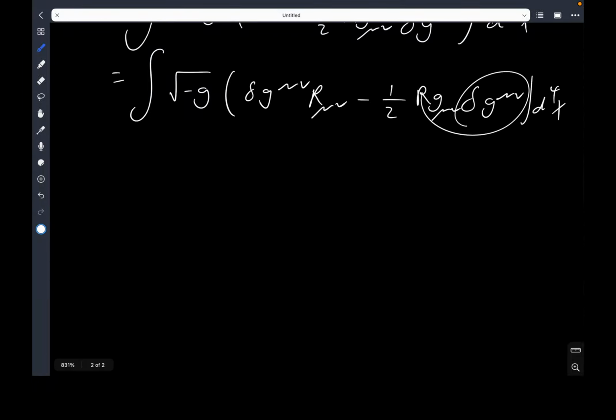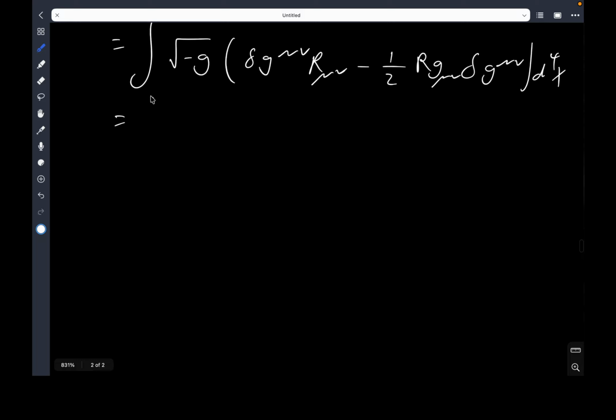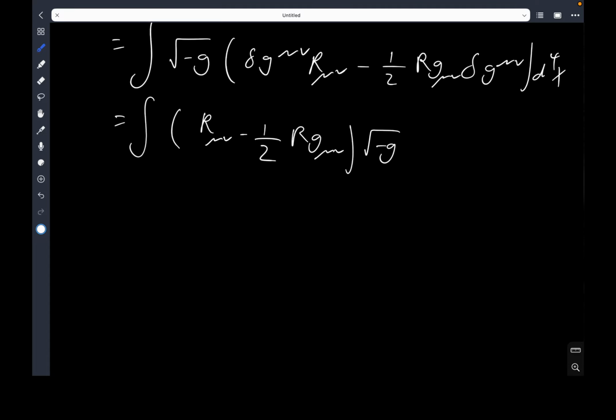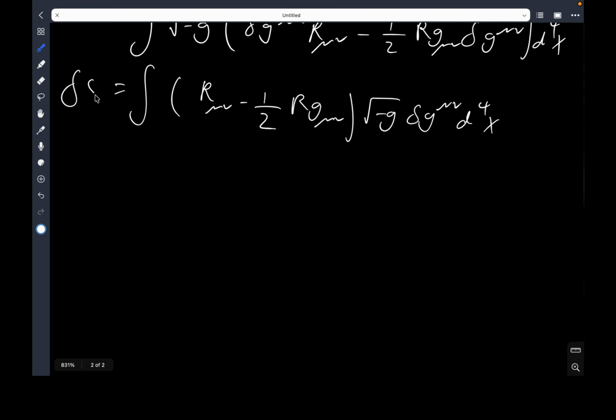We can factor out delta g mu nu. Hold on, we're very close here. It's going to be R mu nu minus half R g mu nu, times negative g, delta g mu nu d to the 4x. And this is our delta S here.